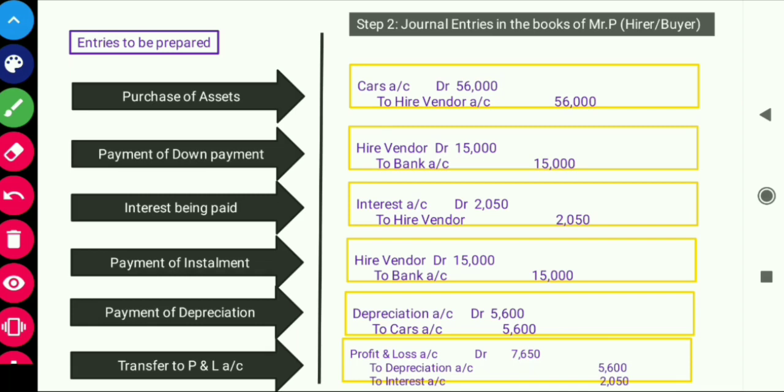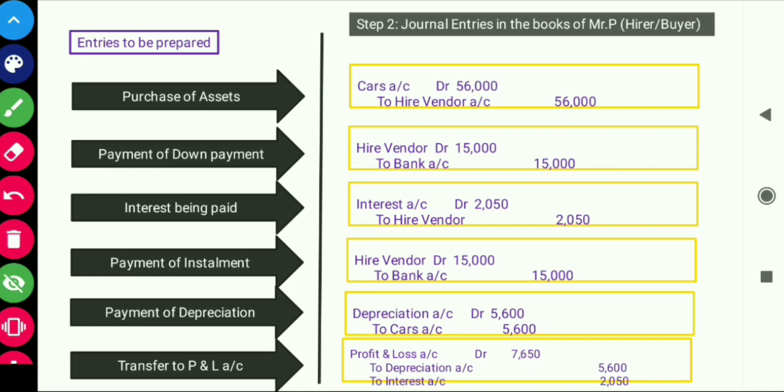So apply the golden rule here. According to the real account, debit what comes in. Here the car has come to our firm, so the car account is debited. So then who is the giver? The hire vendor is the giver, so the hire vendor account is to be credited. That's all, guys. Then move to the second entry.